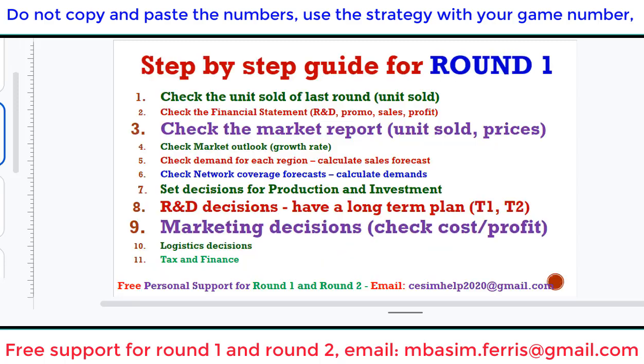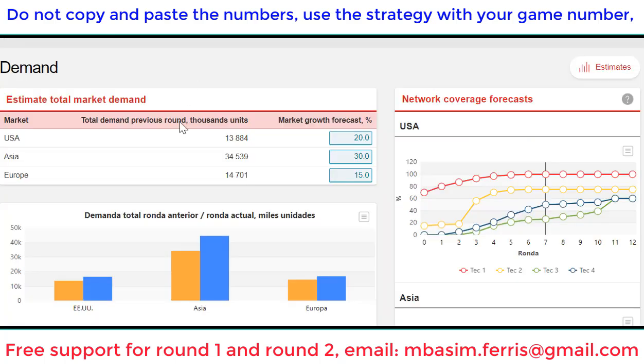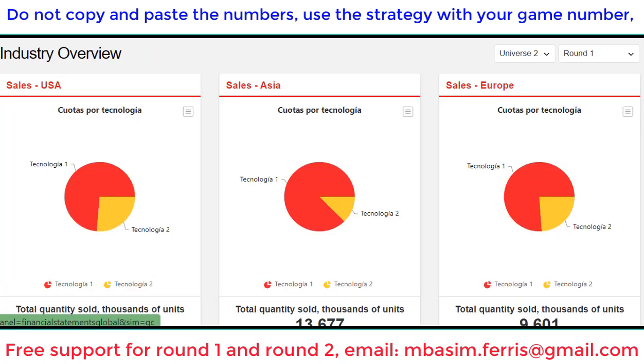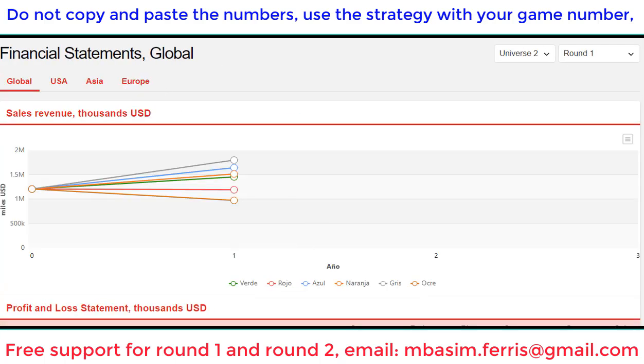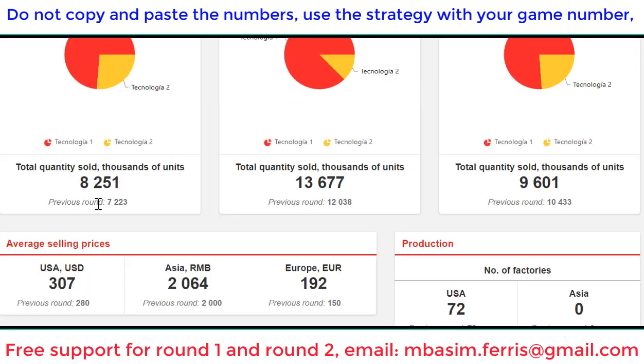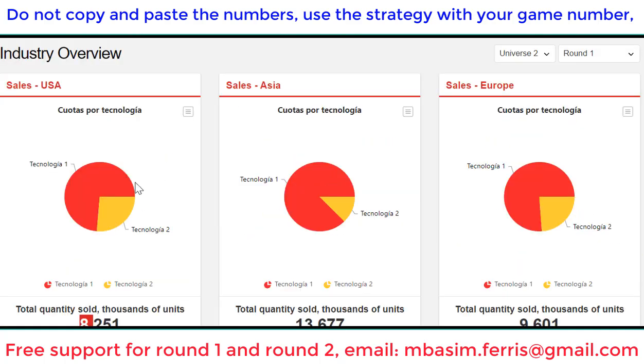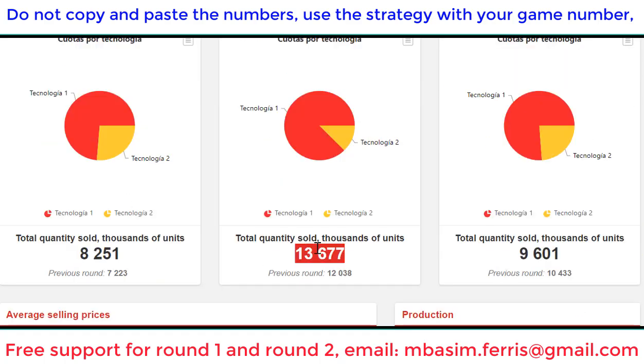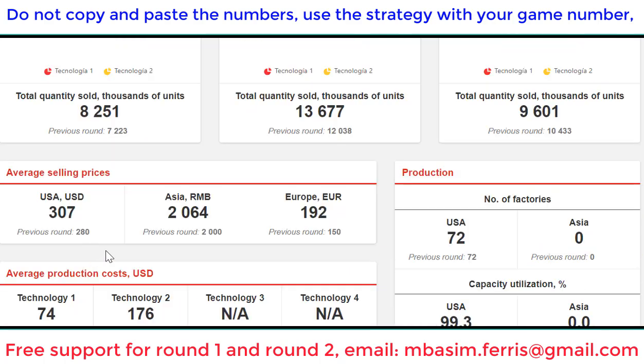2024-2025. So we start here with the start every round to check the unit result from last round. So it's very important. We know that. So you see on the screen the unit result in the three markets: USA market, Asia market, and Europe. This is very important. You need to take note of this number so that you can calculate the sales forecast for the current round. It's very important.